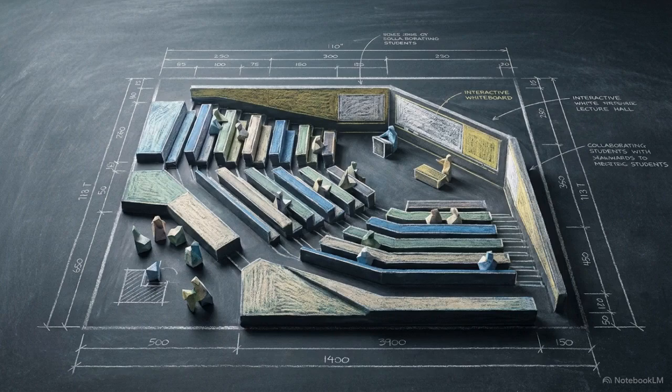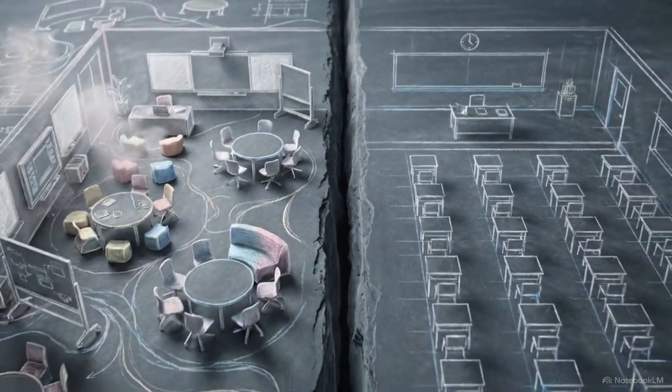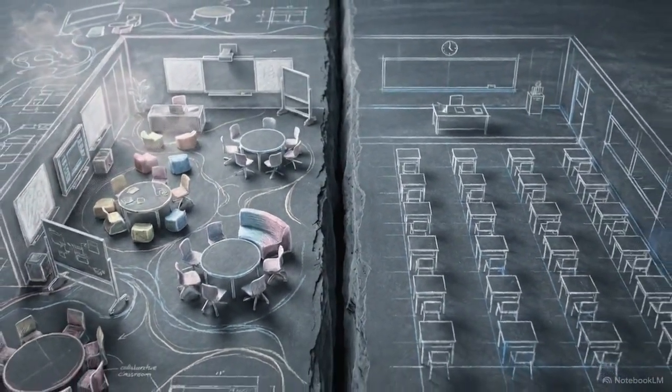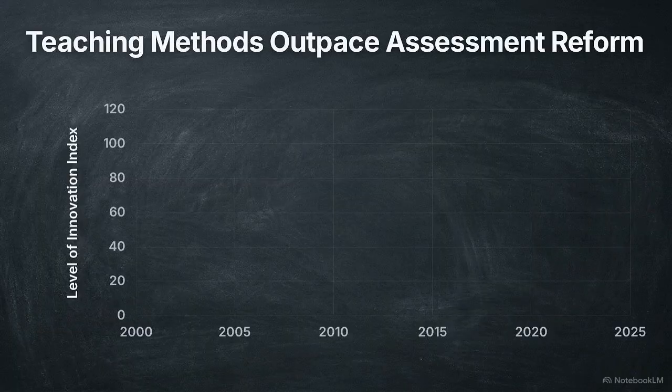Universities spend millions redesigning lecture halls and adopting active learning. But look closely at the end of the semester. The grading practices evaluating those students frequently look the same as they did 50 years ago. This chart reveals a significant lag.